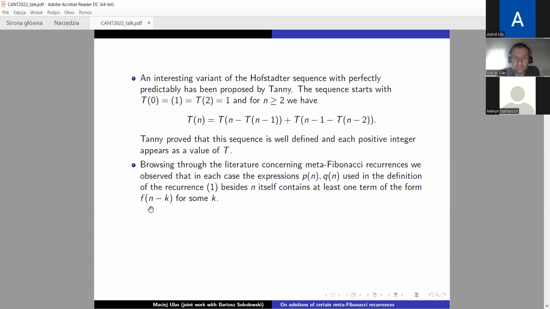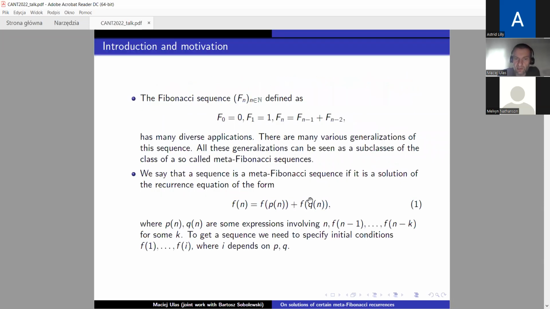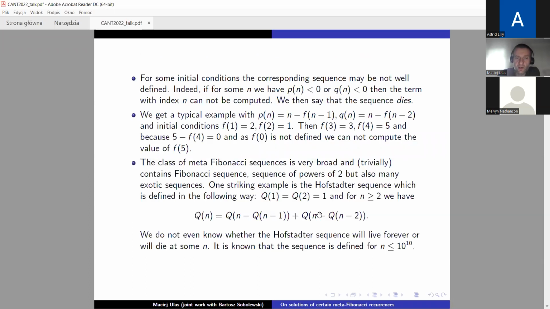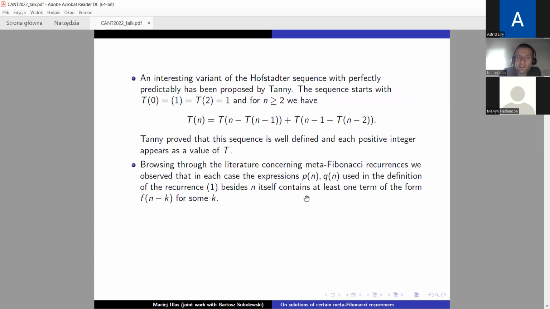Okay, but browsing through the literature concerning meta Fibonacci recurrences of various kinds, we observe that in each case, the expressions P and Q used in the definition of the recurrence, so let's just recall this definition here, contain, besides n, at least one term of the form fn minus k for some k.